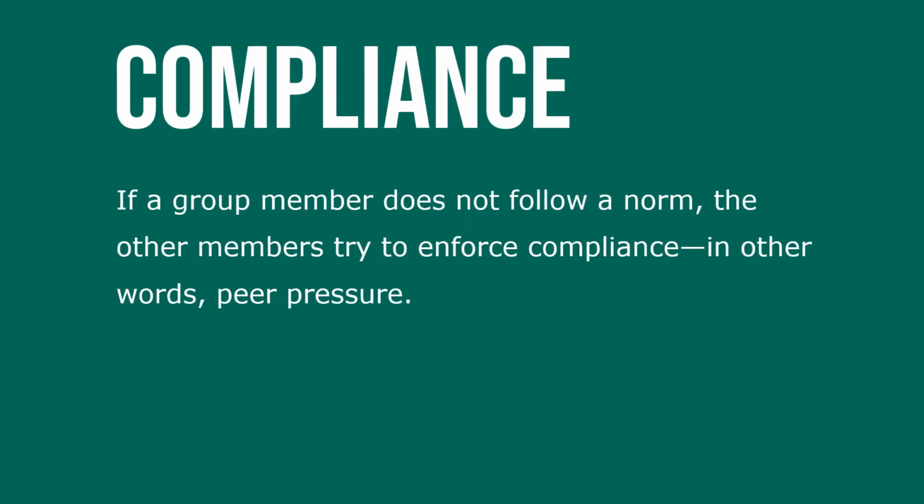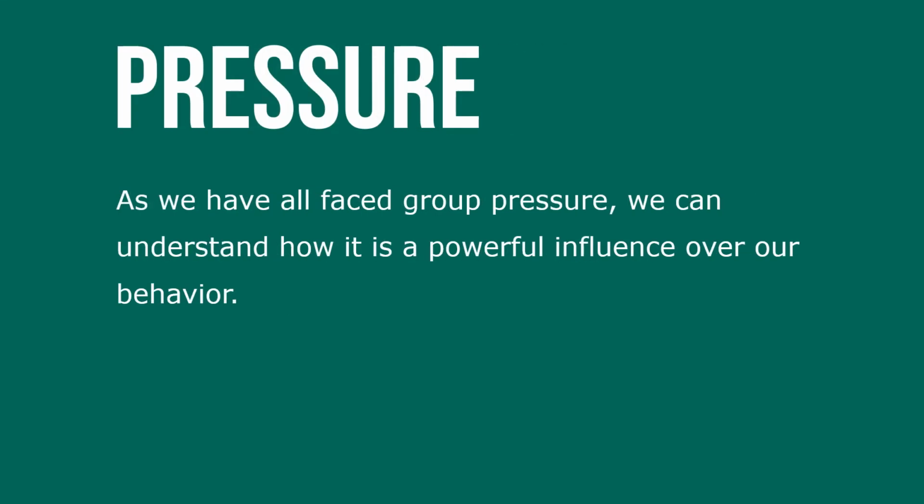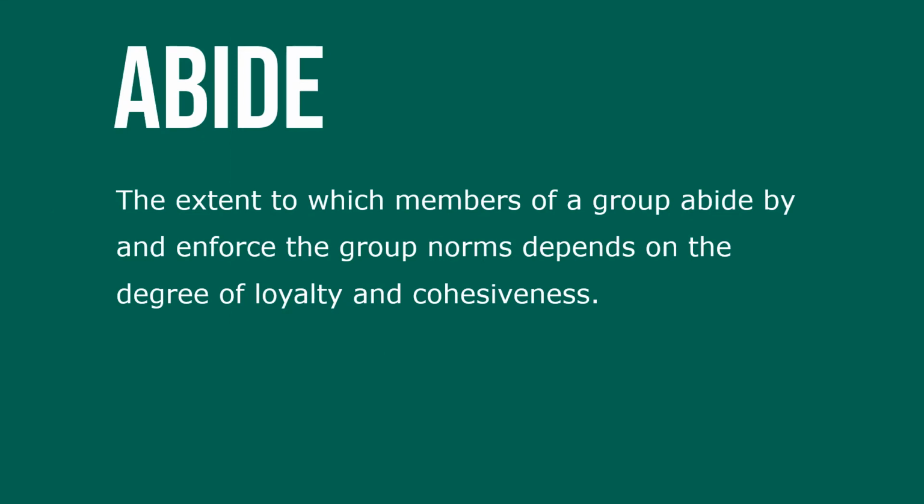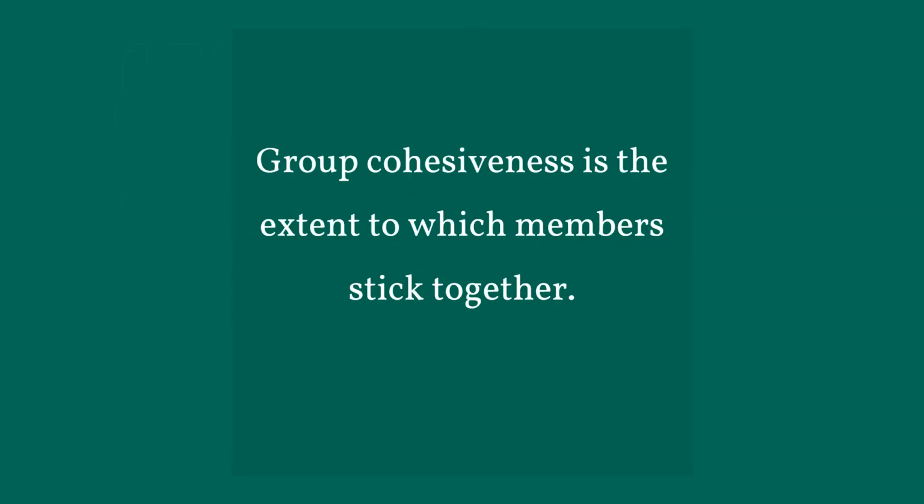If a group member does not follow a norm, the other members try to enforce compliance, in other words, peer pressure. As we've all faced group peer pressure, we can understand how it's a powerful influence over our behavior. Be aware that we tend to adjust our behaviors to try to match that of team norms. The extent to which members of a group abide by and enforce group norms depends on the degree of loyalty and cohesiveness. Group cohesiveness is the extent to which members stick together.